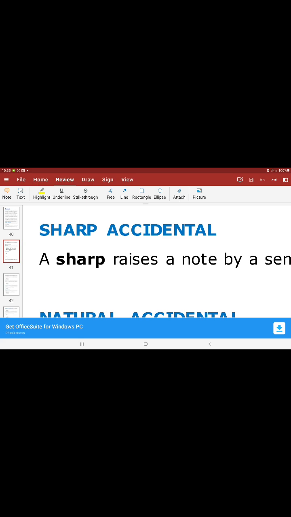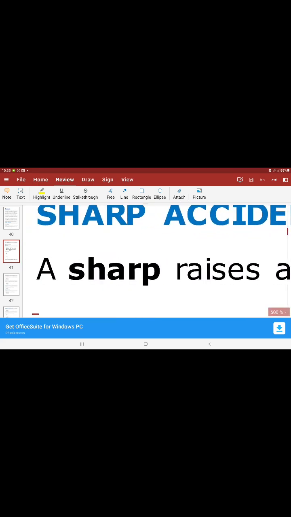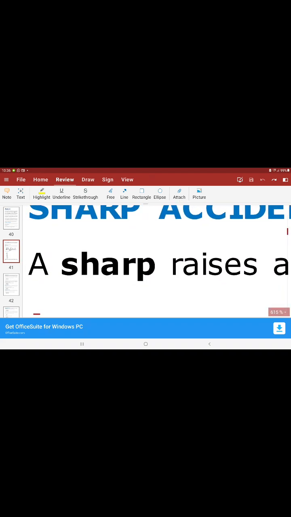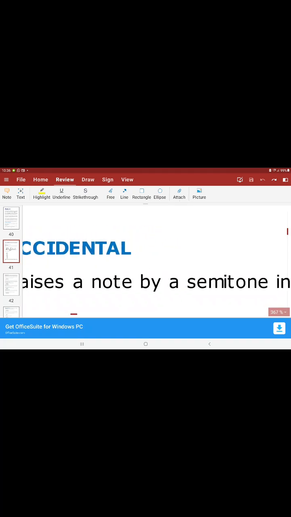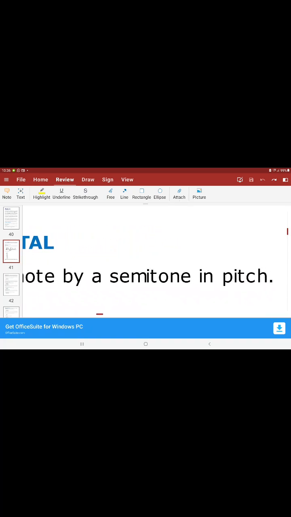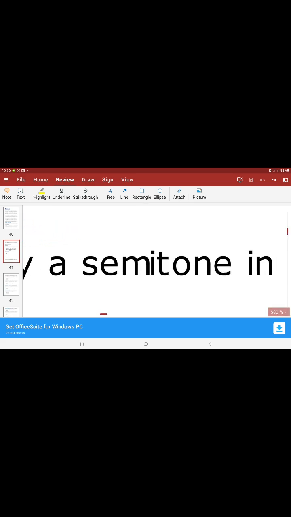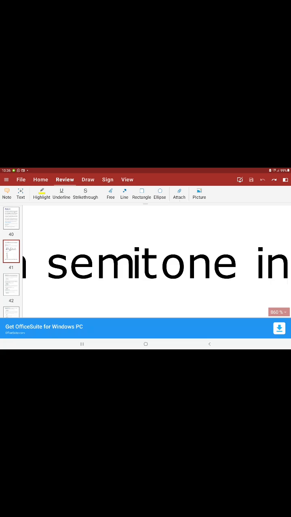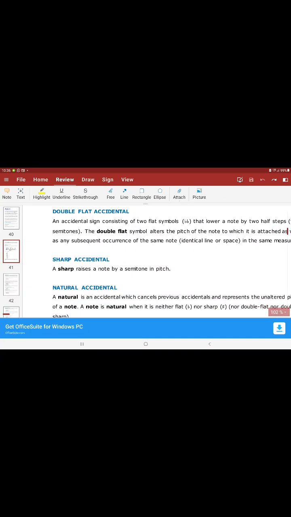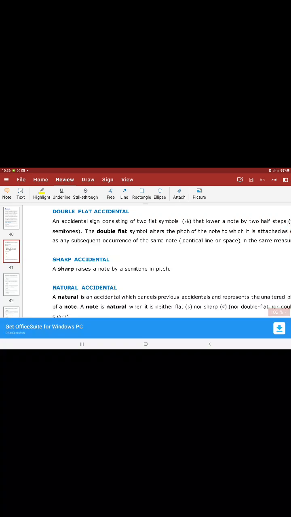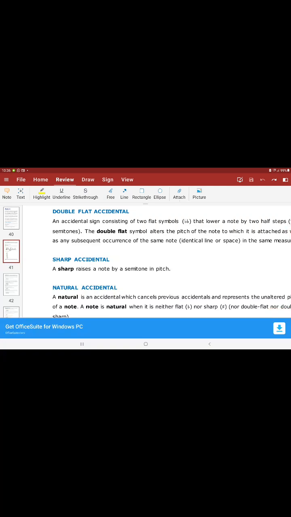Okay, let's talk about sharp. Sharp accidental. Flat decreases, but sharp increases. So a sharp increases the pitch of a note by half step, by a semitone. It increases a note by a semitone in pitch. So a sharp is the opposite of a flat. While a flat is decreasing, a sharp is increasing.